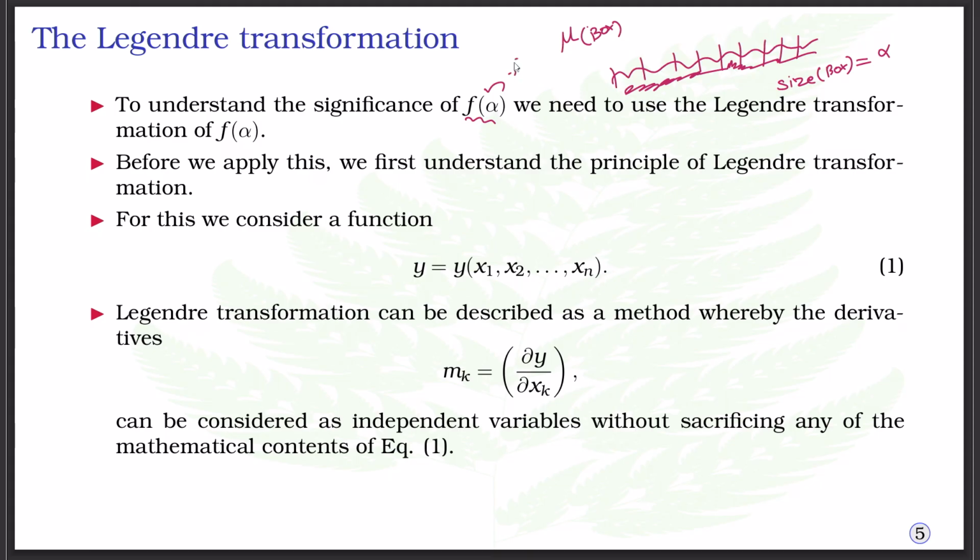Then I am calling this f of alpha, ln of mu of alpha, where I am defining this exponent as the number of boxes having the measure mu. I can call it ln of mu of box by ln of alpha. I can call it f of alpha, which I will define properly later. That is what I call f of alpha here.